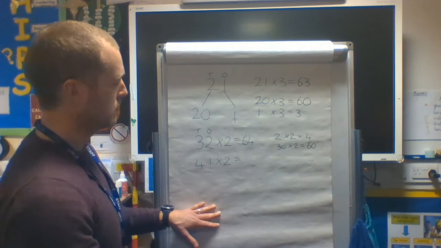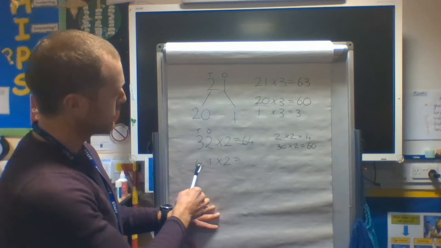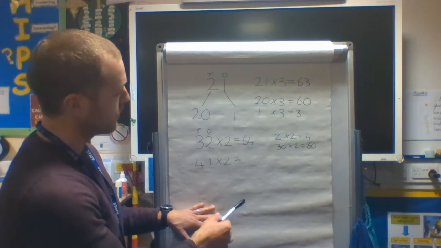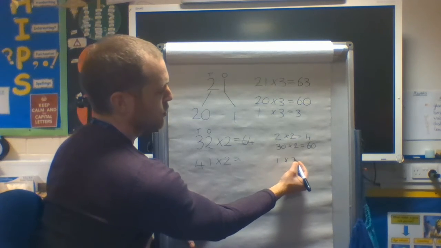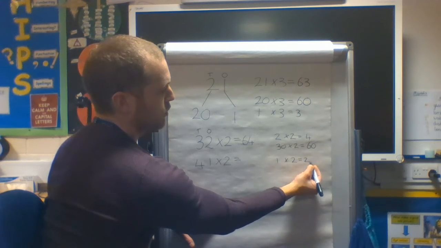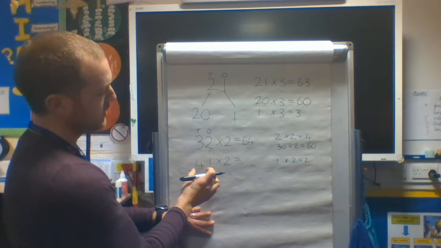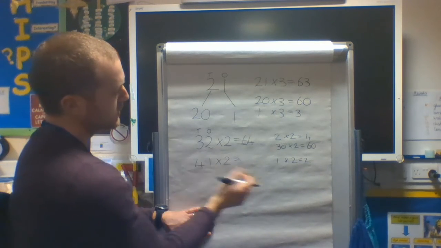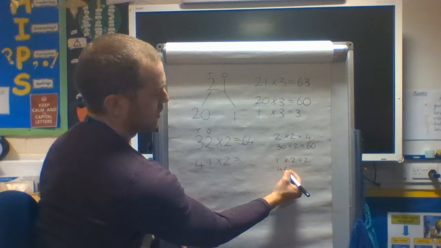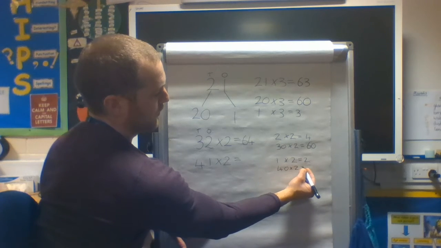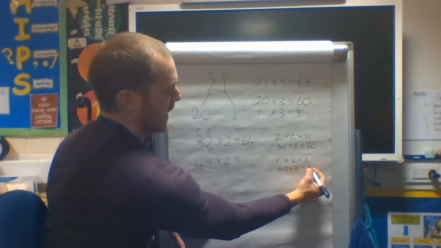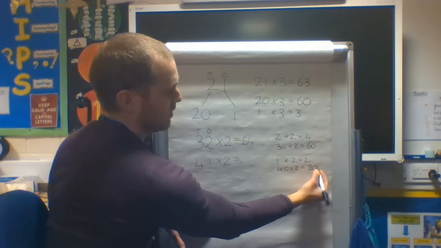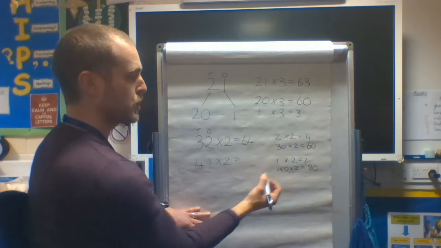The next question, 41 multiplied by 2. I know 1 times 2 equals 2, and remember as we partitioned it, I've got 40 times 2 equals 80. 80 and 2 equals 82.